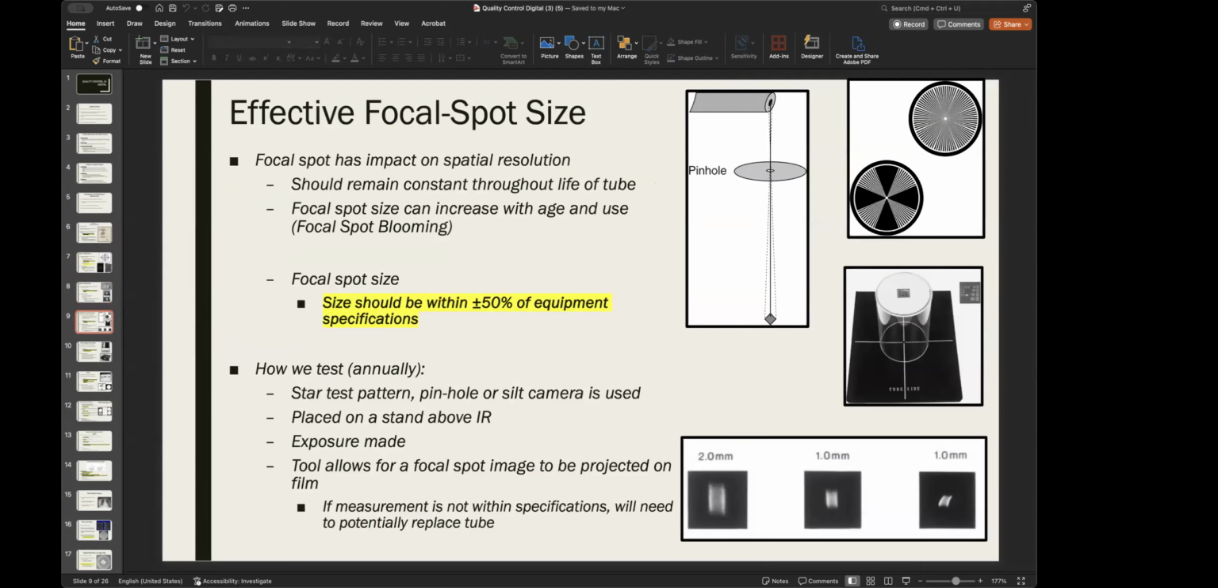The effective focal spot. So we test the focal spot, all right? Because the size of the focal spot can actually increase with age and use. So focal spot blooming is a thing. That's what it's called. So the focal spot we're measuring against what the manufacturer tells us it is. So the focal spot is plus or minus 50% of what the equipment specifications from the vendors told us. How we test it, probably should highlight this for this one. Star test pattern, pinhole camera, or slit camera is used. And there's various diagrams of those here, okay? And so that's how it's tested.